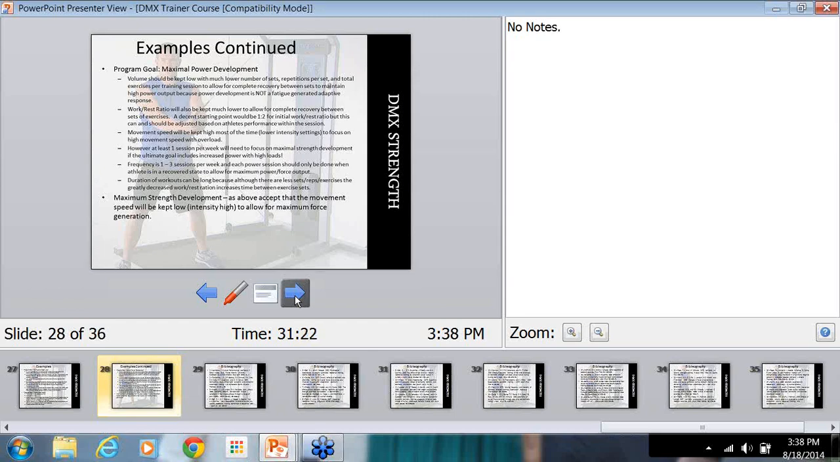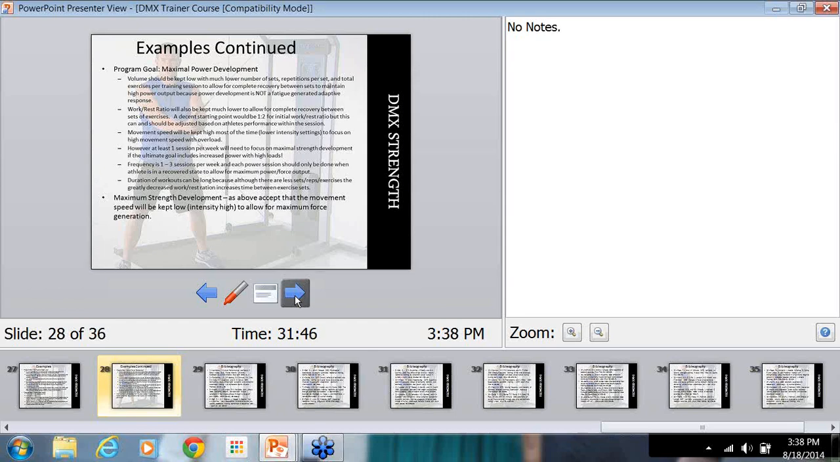The work-rest ratio will also be kept much lower. So a decent starting point here is work 1 to 2. So if you did 1 minute of work, you're going to have at least 2 minutes of rest for initial work-rest. But this can be and should be adjusted based on the athlete's performance. It can be much longer. It could be 1 to 3, no problem. Remember, we want to optimize power output, not fatigue the athlete during these types of workouts.